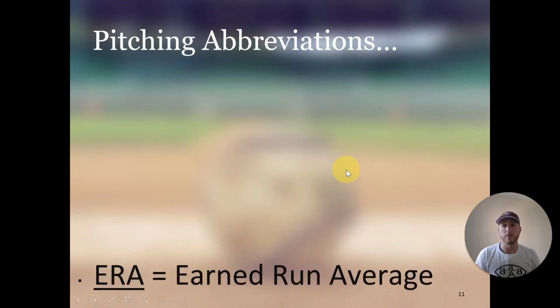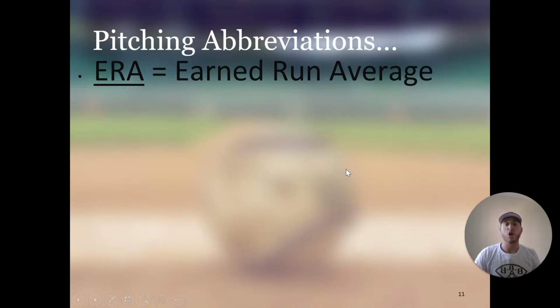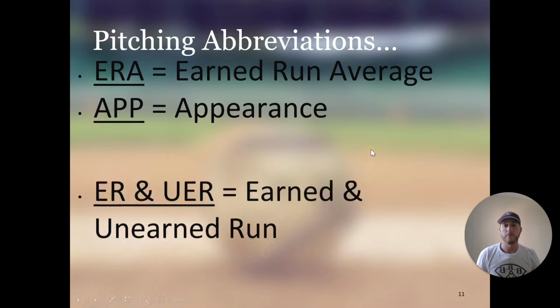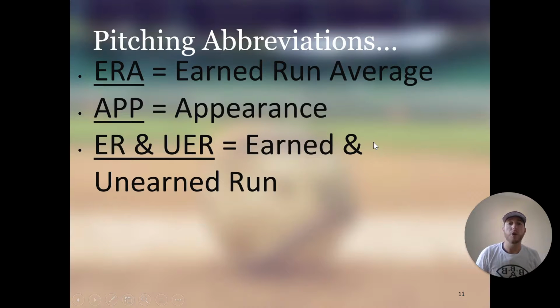Pitching abbreviations. ERA, which is earned run average. So this is the average amount of runs that you let up whenever you pitch. APP is appearance. So this is usually for relief pitchers. When they get an appearance, you would see APP on their stat sheet. ER and UER, which is earned and unearned run.